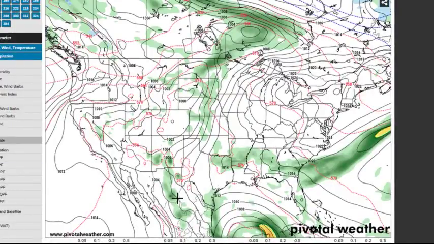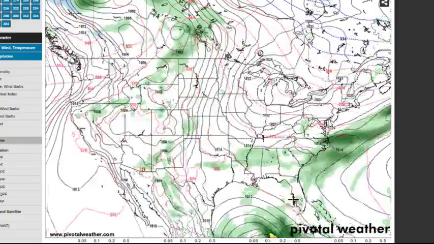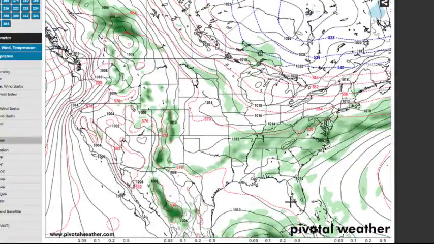And I saw that the earlier runs, I think the earlier GFS runs were bringing that up towards Florida around the 26th, 27th, but it looks like it's flip-flopped on that once again.